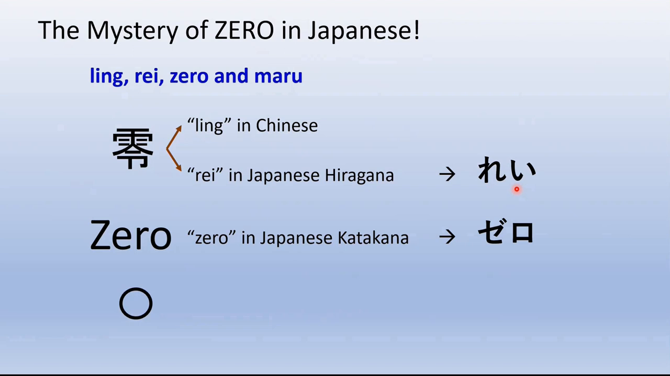Since this is a foreign word, in Japanese it will be written in katakana script, and this is zero. This is the symbol for ze, and this is the symbol for ro. So this is 0. And then we have maru. Maru, again, it's a Japanese origin word, so it will be written in hiragana, and this is how it is written: maru. So this was about 0 in Japanese.